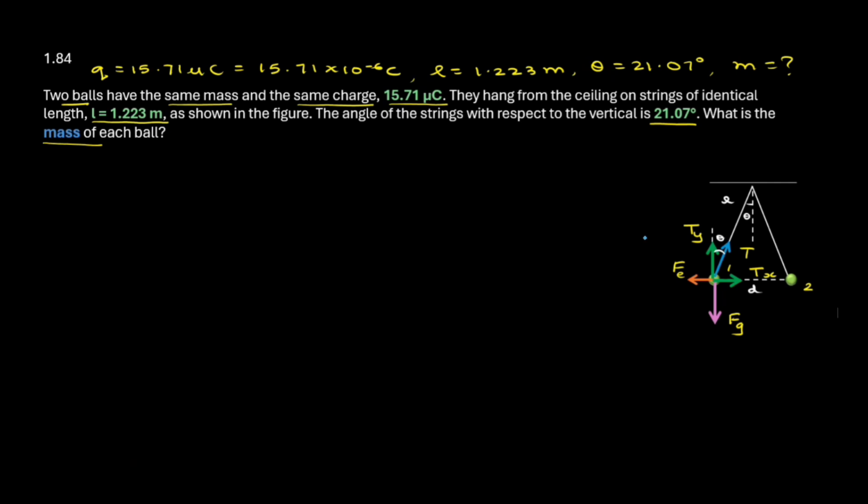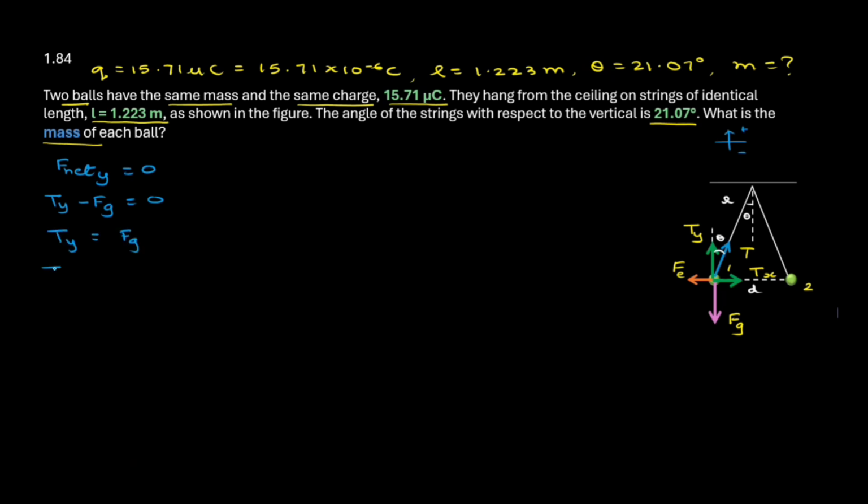Both the balls are at rest. And if an object is at rest, the net force acting on the object will be 0. So net force along the y-axis, F net y, will be equal to 0. There are two forces along the y-axis, Ty and Fg. According to convention, all forces acting upward we take as positive, and the forces going down we take as negative. So we write Ty positive and Fg negative equal to 0. Rearranging, we get the tension along the y-axis equal to Fg.